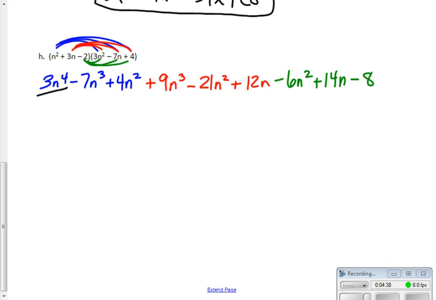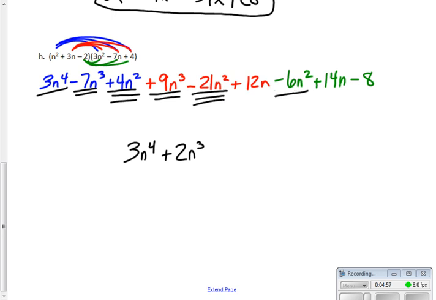I'm going to start off with my greatest exponent here, and we have 3n to the fourth power. So I'm going to look for all my n to the thirds. There's my n to the third, n to the third. When I combine them, I end up with a positive 2n to the third. And look for the squareds. Those are all like terms. When I add them together, I get negative 23n squared.